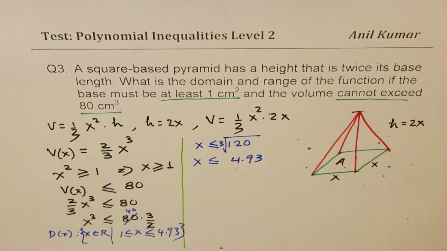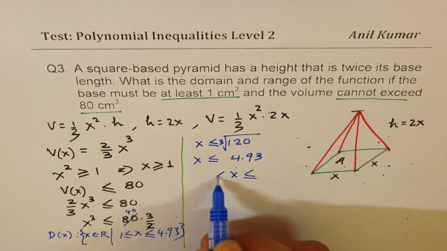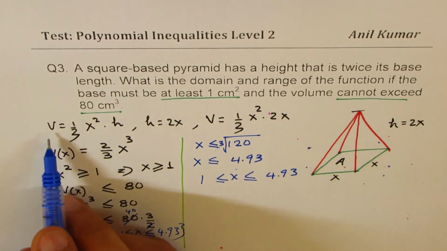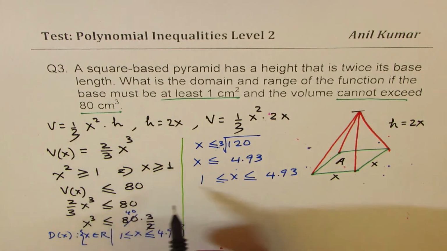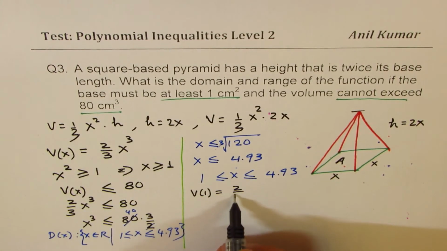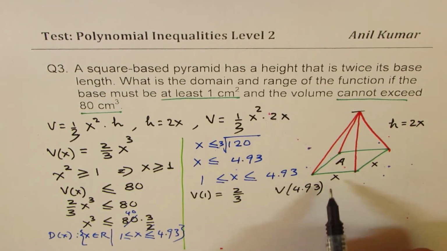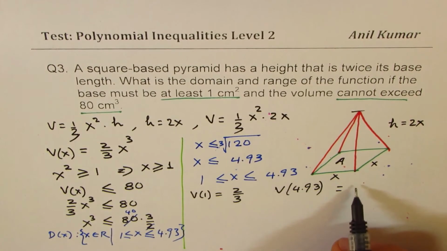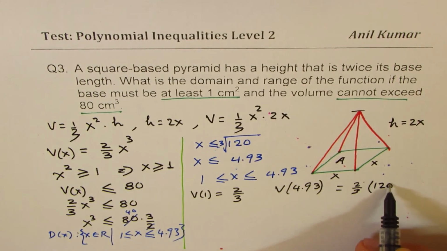Now let's talk about range. Basically we have x values which are between these two limits, 1 and 4.93. So what is the volume for these limits? That's what you need to figure out. Let's find the volume for 1. The volume for 1 is 2 by 3. And let's find the volume for 4.93, rather, the cube root of 120. For this, it is 2 over 3 times 120.